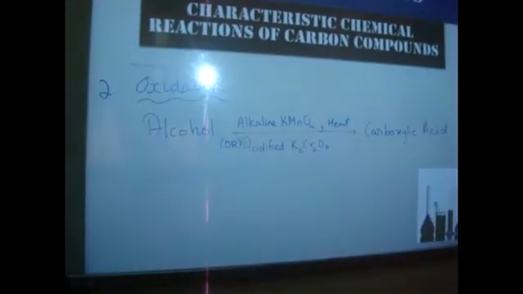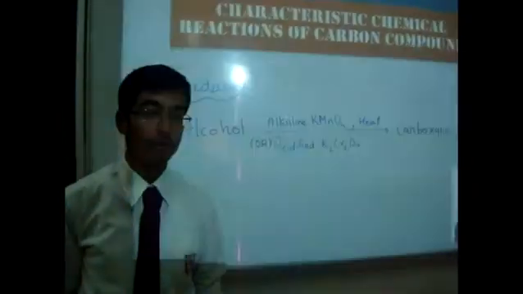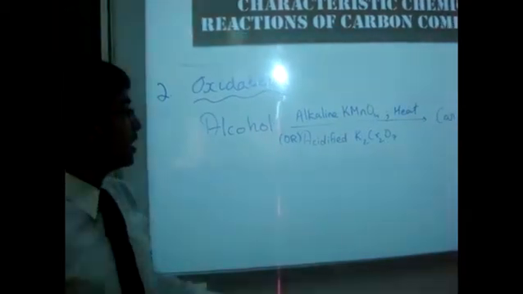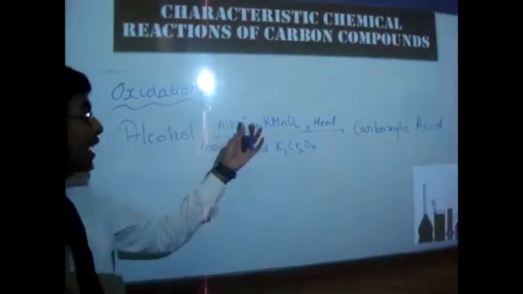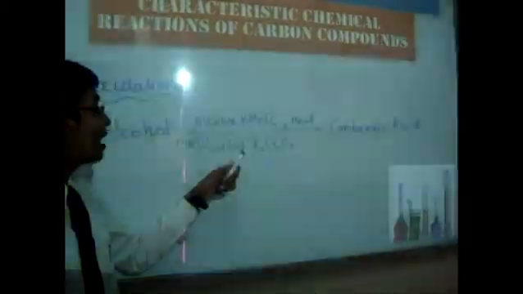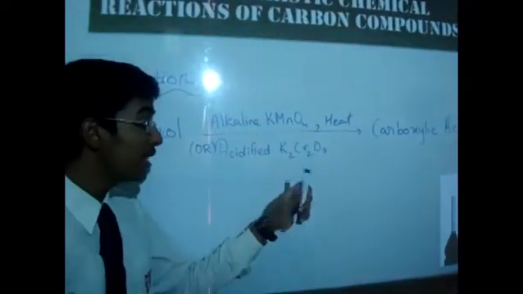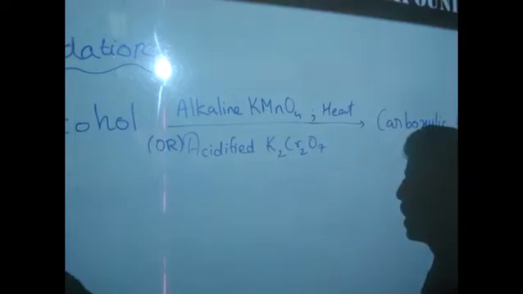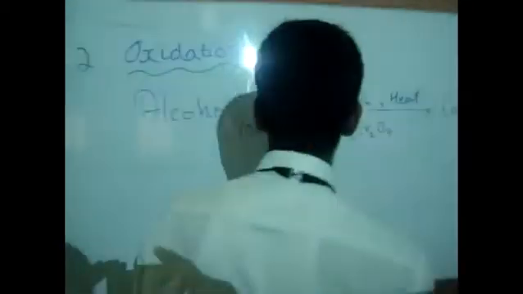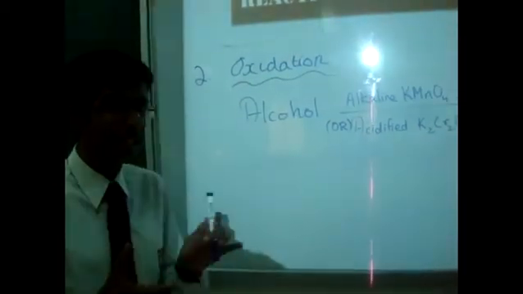Today I'm going to explain about the oxidation reaction of carbon compounds. Now here an alcohol, when it is oxidized in the presence of alkaline potassium permanganate or acidified potassium dichromate, a carboxylic acid is formed. A respective carboxylic acid is formed. Now I'll explain how it is. Now we can take an example.